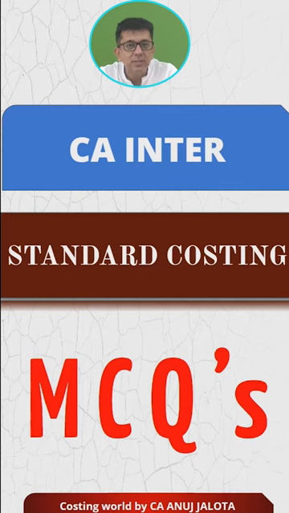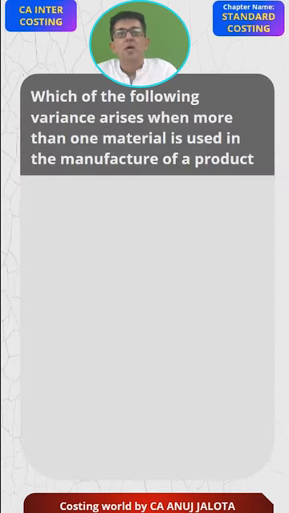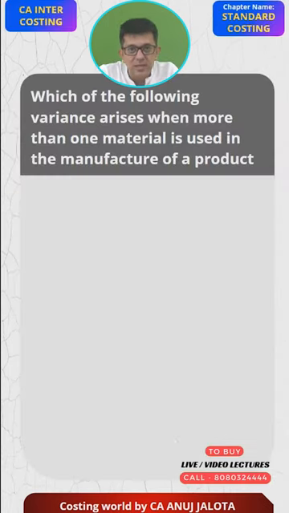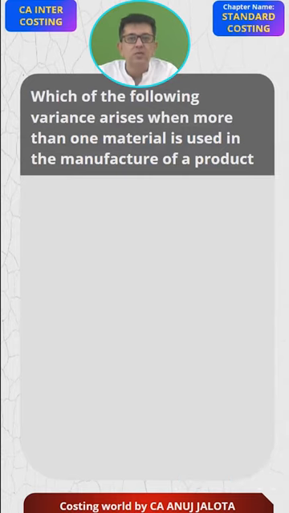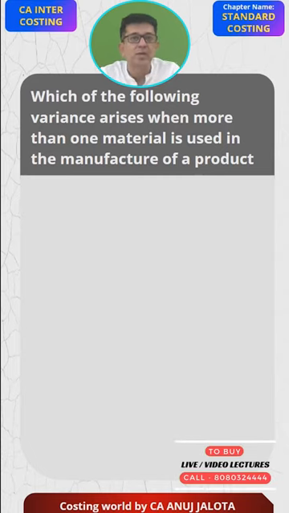Let's do the MCQ for today. Which of the following variances arise when more than one material is used in the manufacture of a product? Easy question, I guess. You all can answer even before looking at the four options.